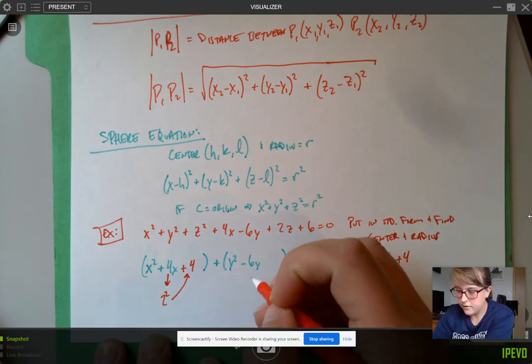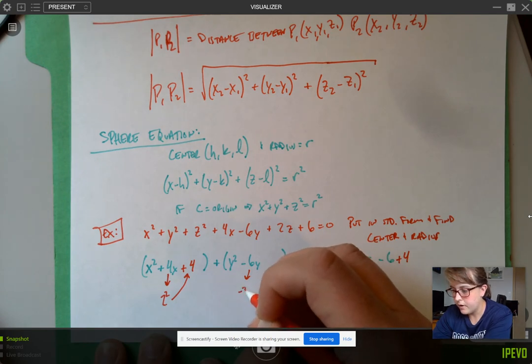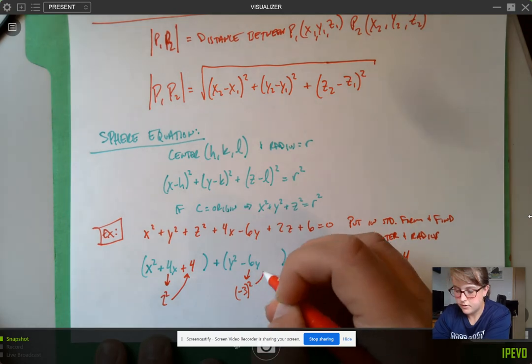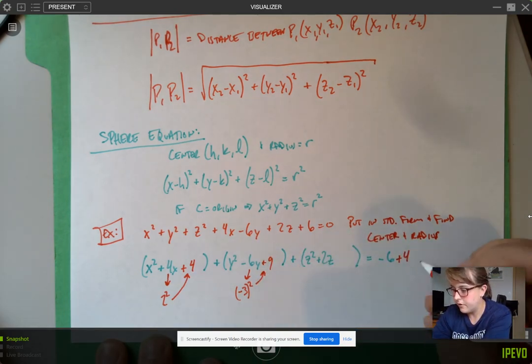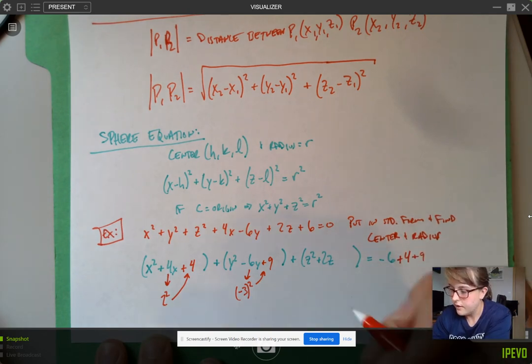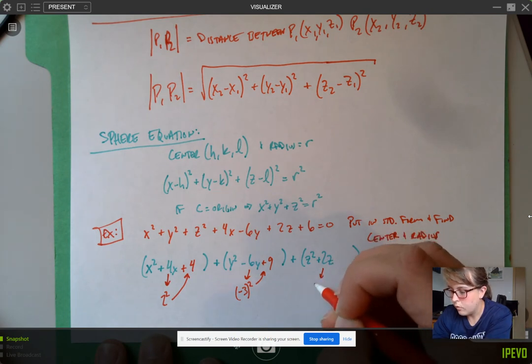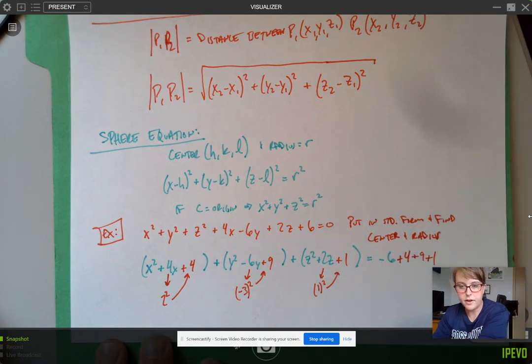And then this negative 6, we take and divide that by 2. And we square it so that we get plus 9. And since I added 9 here, I also have to add 9 there. And then lastly, 2 divided by 2 is 1. 1 squared is 1, so I have to add 1 there and add 1 on the other side.